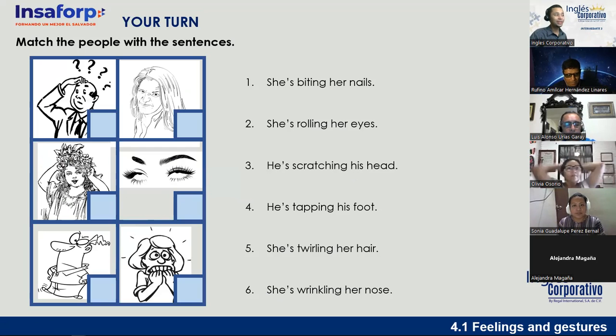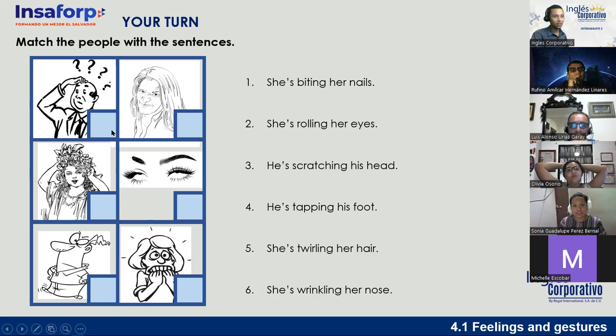Match the people with the sentences, okay? Now, it's not just adjectives, it's actions too. So, you see this man right here. Well, the sentences are: she's biting her nails, she's rolling her eyes, he's scratching his head, he's tapping his foot, she's twirling her hair, and she's wrinkling her nose. So, what about this one right here? Which number is that?